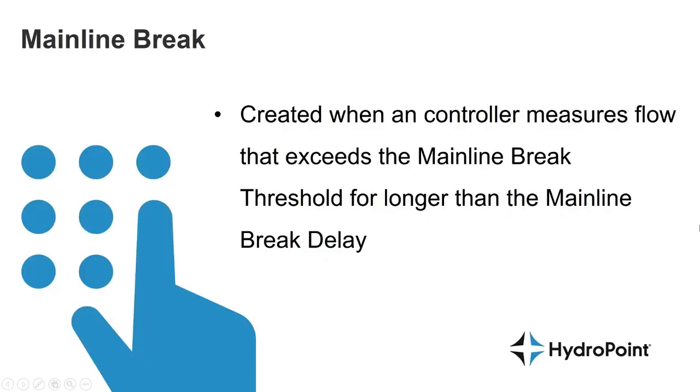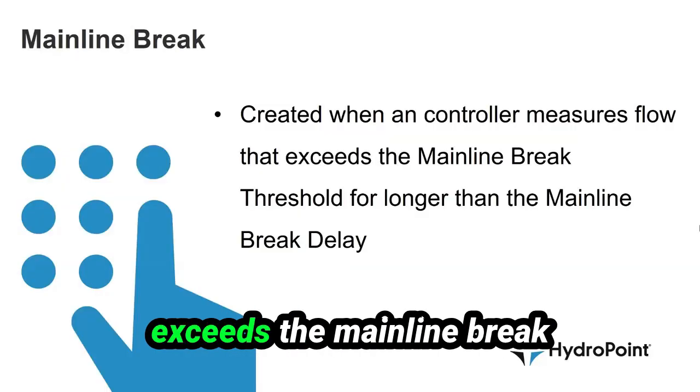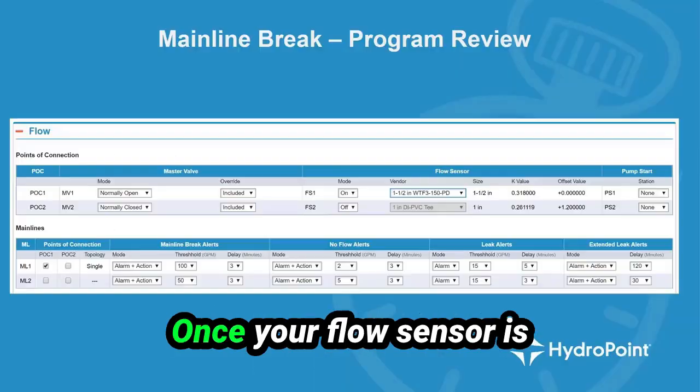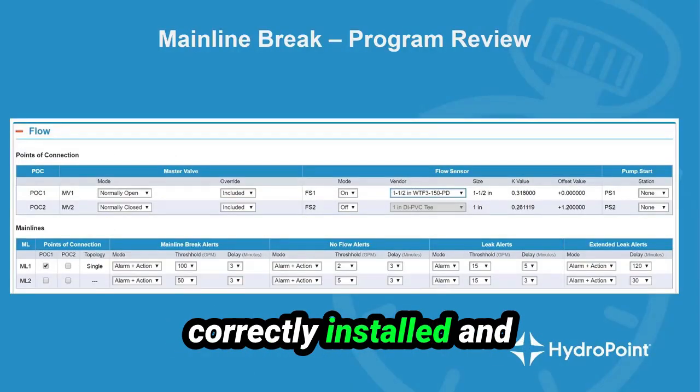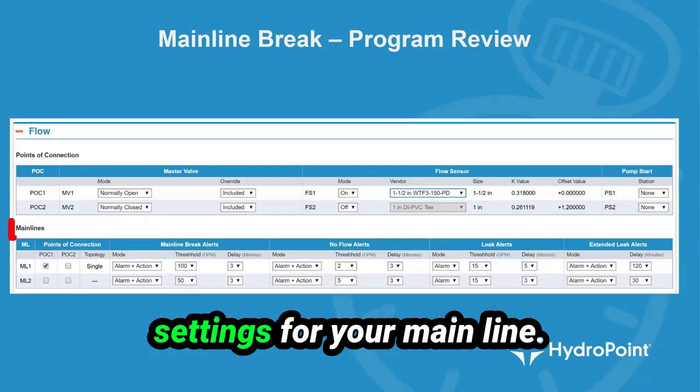Mainline break. A mainline break alert is created when WeatherTrack measures flow that exceeds the mainline break threshold for longer than the mainline break delay. Once your flow sensor is correctly installed and your point of connection is correctly programmed, you'll start working on the program settings for your mainlines.